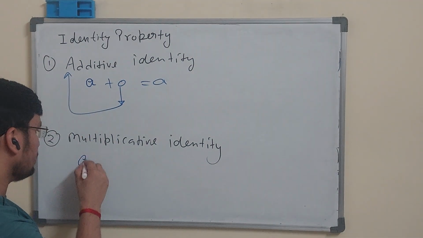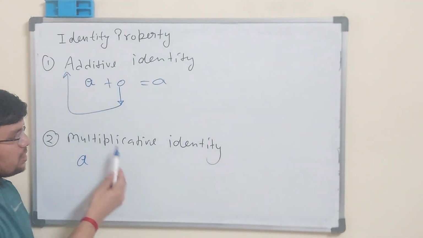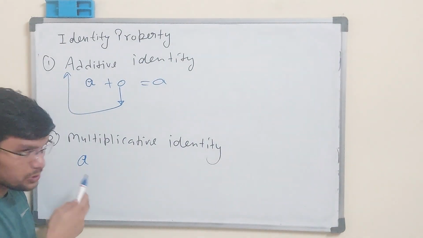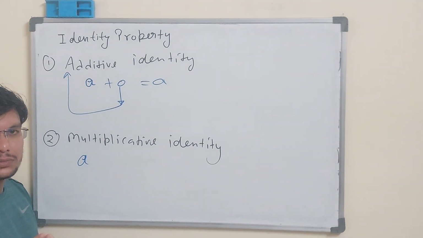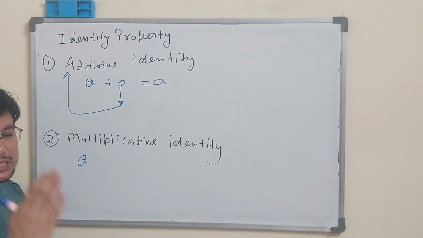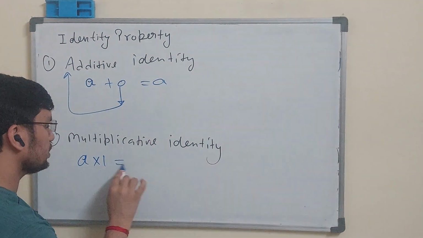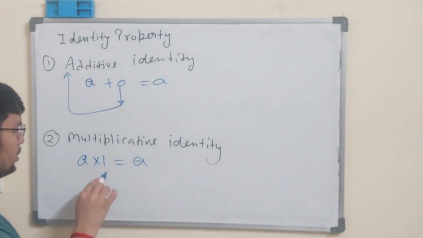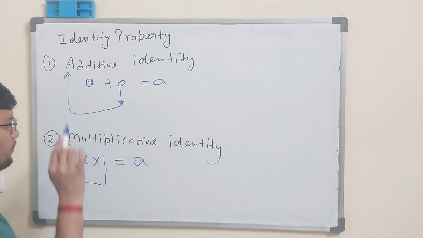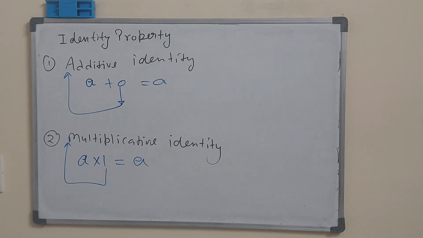Now, if you have a rational number, what should I multiply it with so that this number should remain the same? a into 1 will be a. So this one will be the multiplicative identity. Is it clear or not?